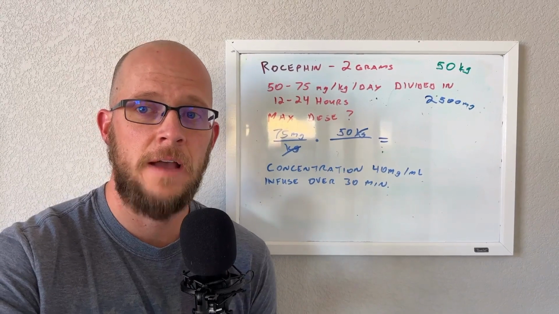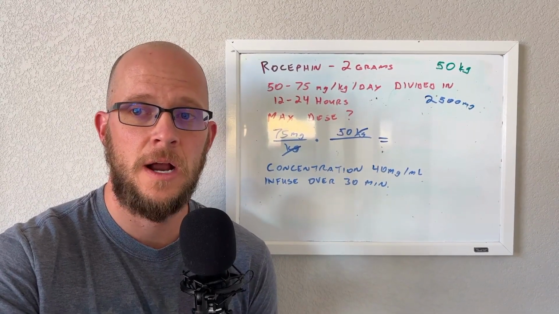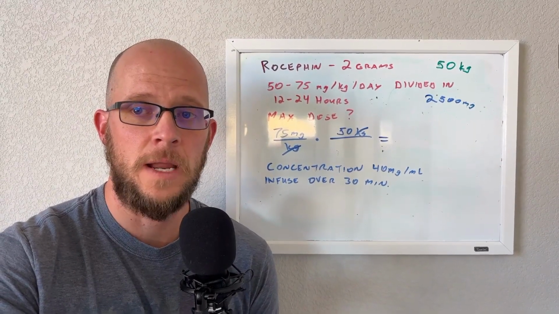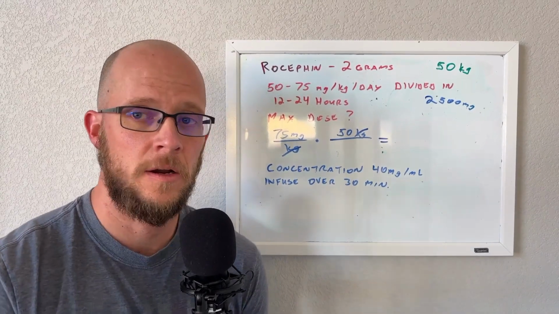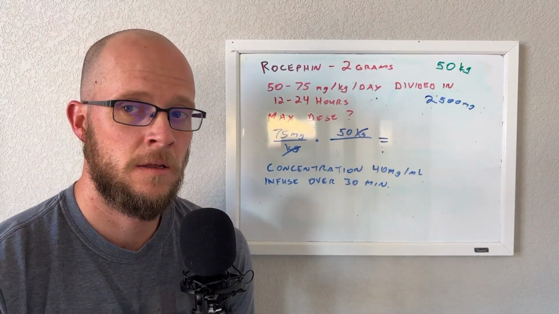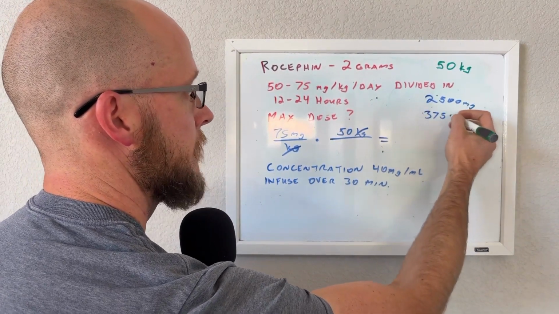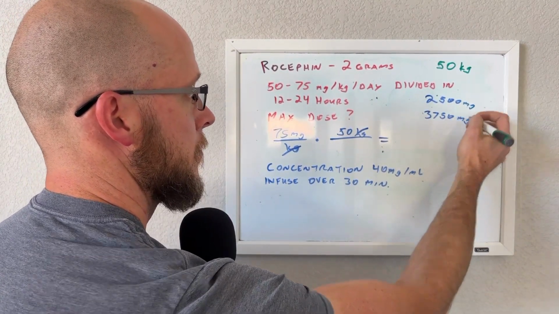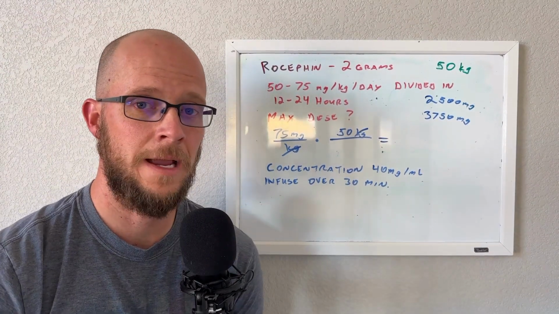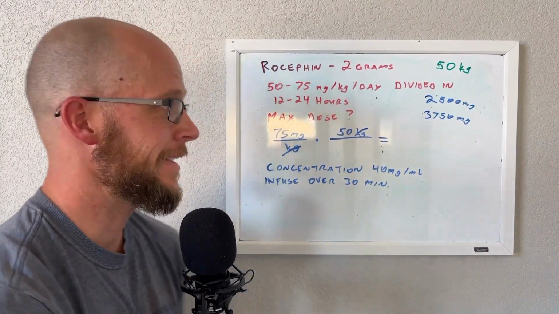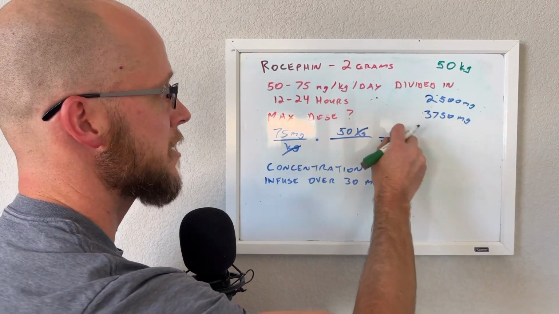Then what is 75 times 50? And that gets you your high end. This one I can't do in my head, so I've got to use the calculator. What did you get? You should have gotten 3,750 milligrams, right? Okay, cool. So that's your range on there.